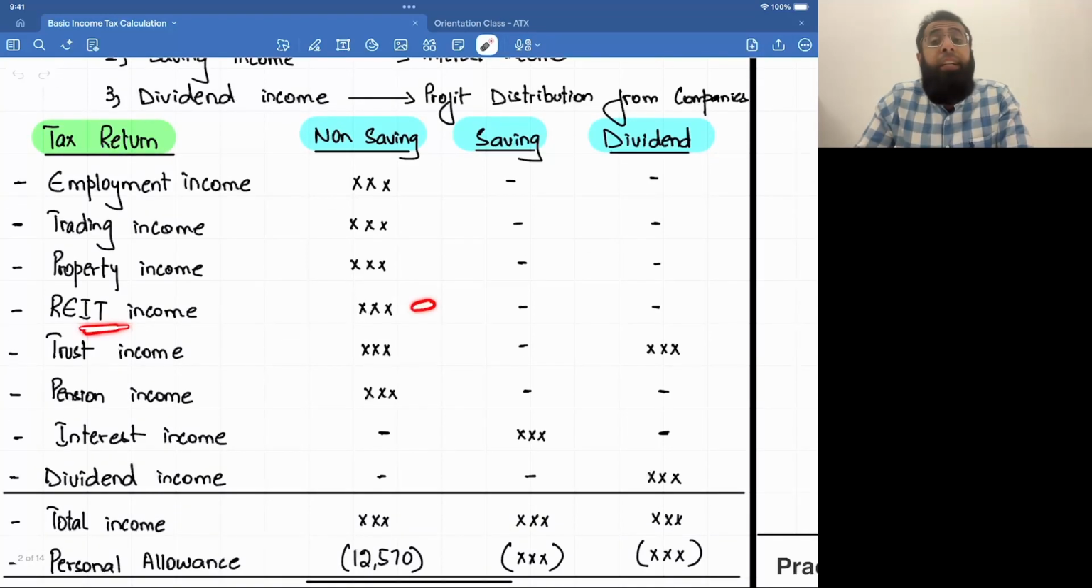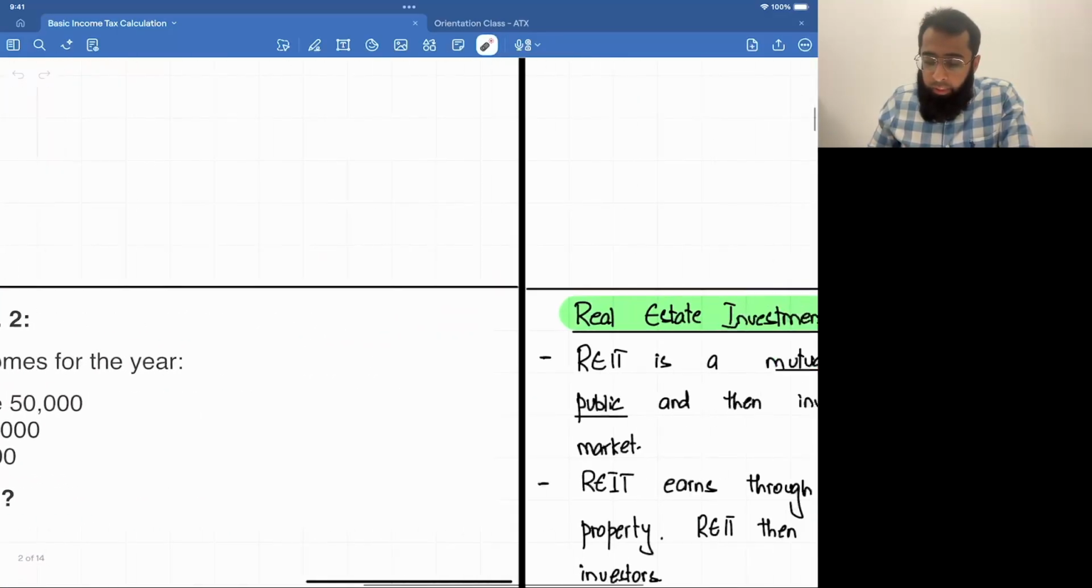REIT means Real Estate Investment Trust. REIT income is a concept we will study ahead. So don't worry, we will study REIT in today's class only.